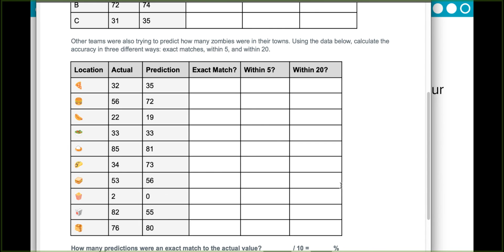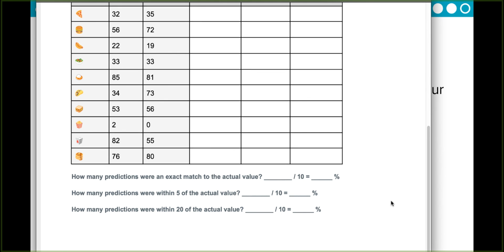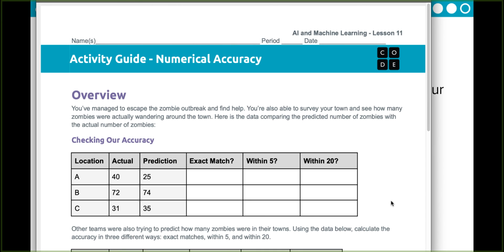So like on row 1, the pizza place, there were actually 32, but the prediction was 35. Was it exact? No. Was it within 5? Yes. Within 20? Yes, technically. And so you're going to make your calculations, and then you're just going to fill in this part at the bottom whenever you get done, so we can see our accuracy within 3 different ranges.